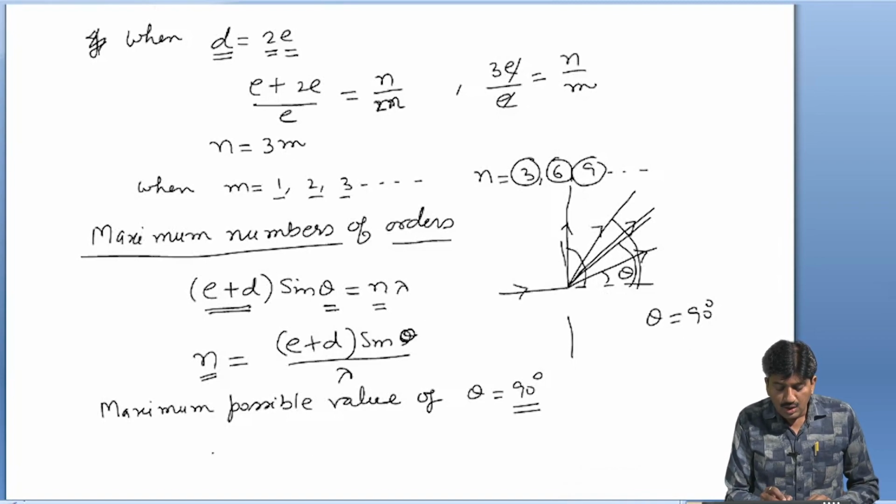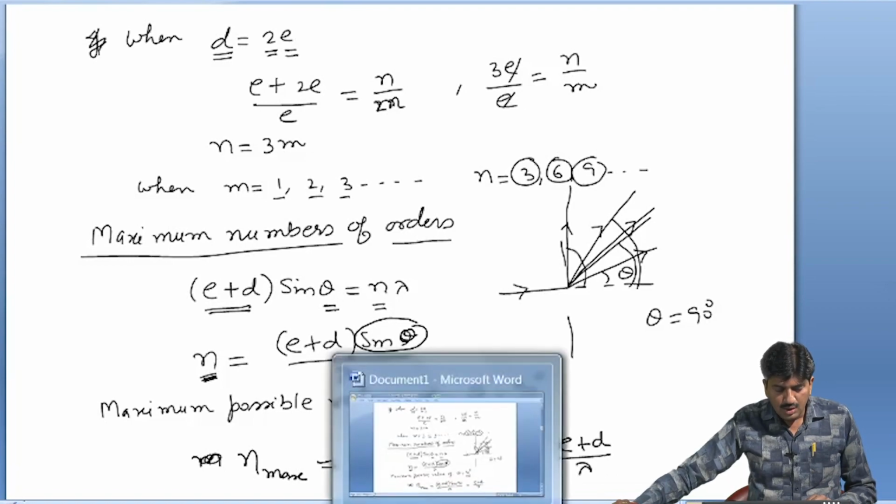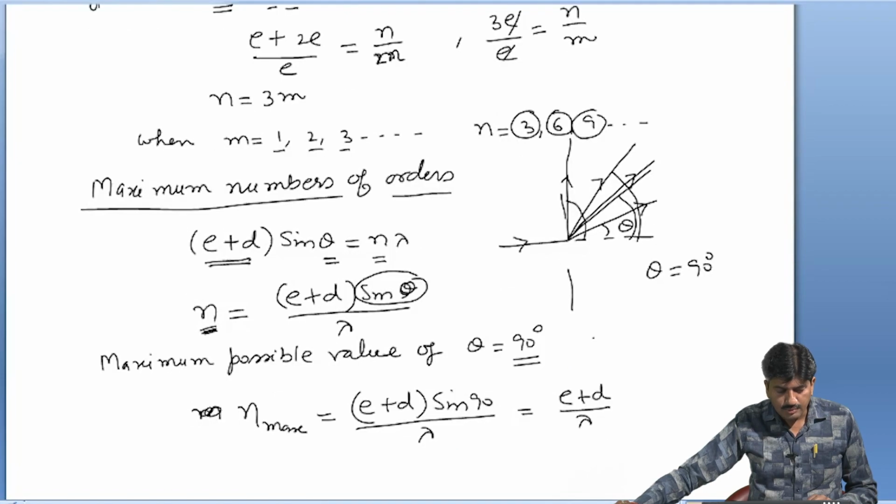So when sine theta is maximum, n becomes maximum, or we can say n maximum equals (E plus D) sine 90 upon lambda, or we can say (E plus D) upon lambda. This is the maximum number of orders.